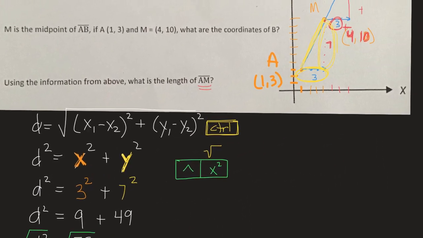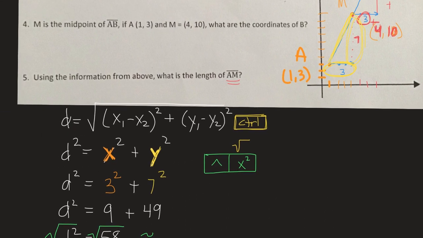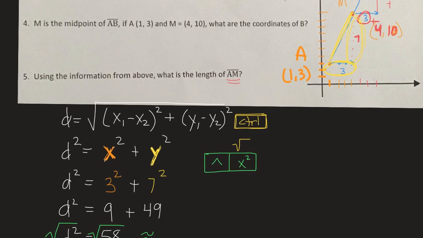So when you have a length, make a triangle, count the horizontal and the vertical. Always positive. You're always counting in a positive direction, whether you're going down or left. Always positives. And then use your calculator to estimate that square root.